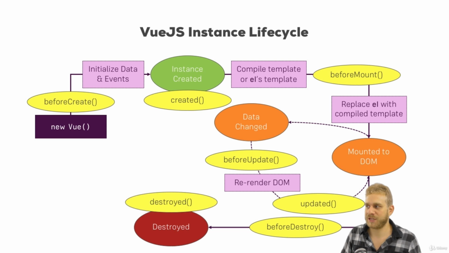All these methods here can be used to execute some code in the different phases of the lifecycle. For example, whenever we want to execute code once the DOM or a part of the DOM has been updated, we could do this in the updated lifecycle hook. Well, let's see it in action in the next lecture.